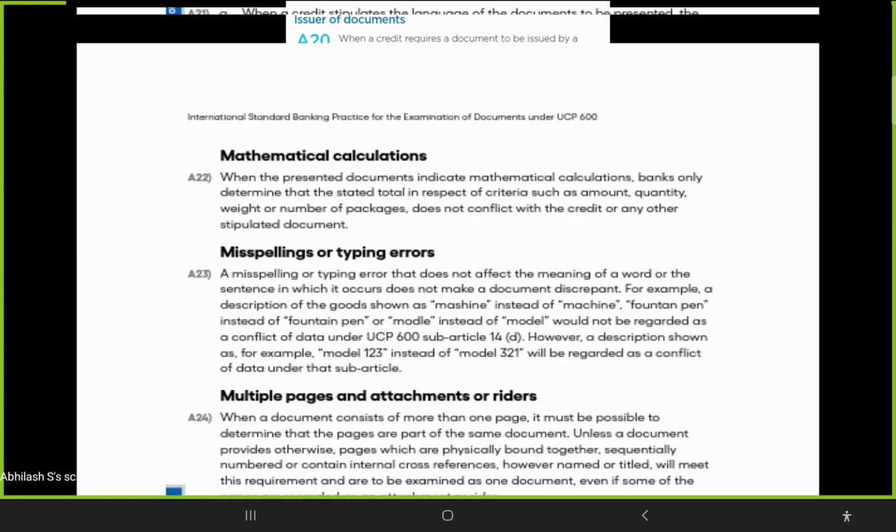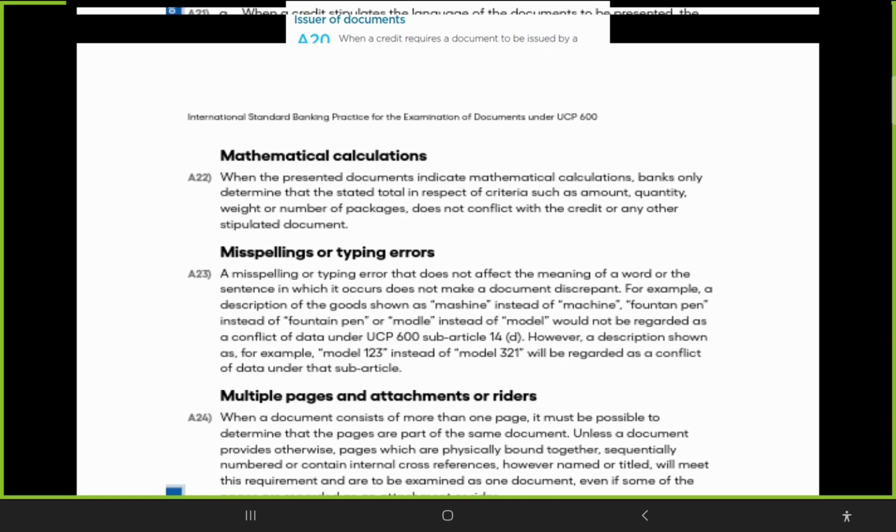Mathematical calculations. When the presented documents indicate mathematical calculations, banks only determine that the stated total in respect of criteria such as amount, quantity, weight, or number of packages does not conflict with the credit or any other stipulated document. The simple thing, banks do not involve themselves in mathematical calculation. What they will ideally check is whether the total is matching with the documentary credit's needs, and then they will go ahead with it in respect of whatever the detail may be. That is in terms of amount, quantity, weight, or number of packages. All these things should not conflict with the credit or any other stipulated document.